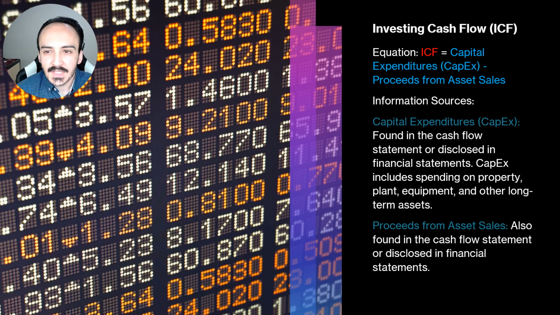Okay, investing cash flow, ICF, equation: ICF equals capital expenditure, CapEx, minus proceeds from asset sales. Information sources: capital expenditures, CapEx, are found in the cash flow statement or disclosed in the financial statements. CapEx includes spending on property, plant, equipment, and other long-term assets. Proceeds from asset sales are also found in the cash flow statement or disclosed in the financial statements.